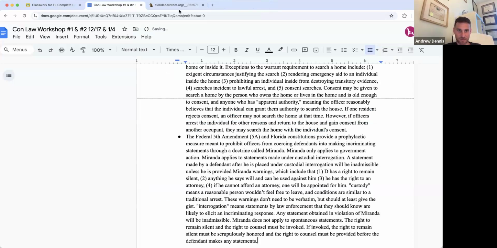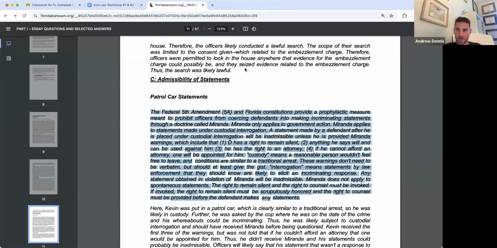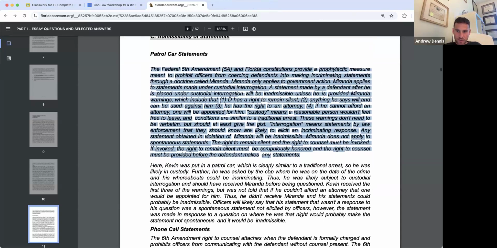Okay, a lot about the Fifth Amendment. Here, Kevin was in the control car. He was likely in custody. He was subject to interrogation. He didn't receive Miranda rights. It could probably be admissible.